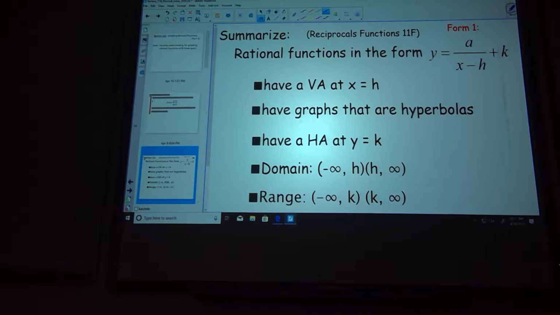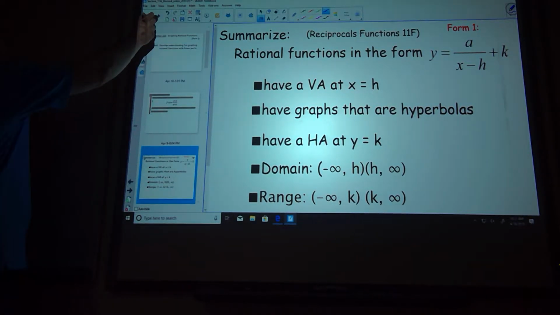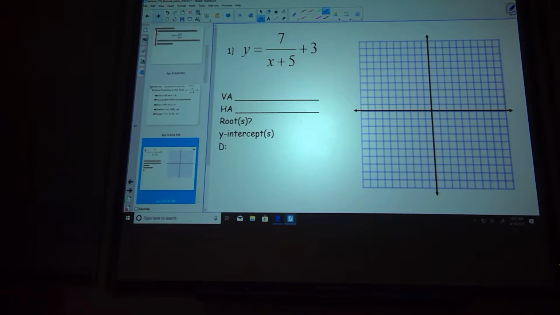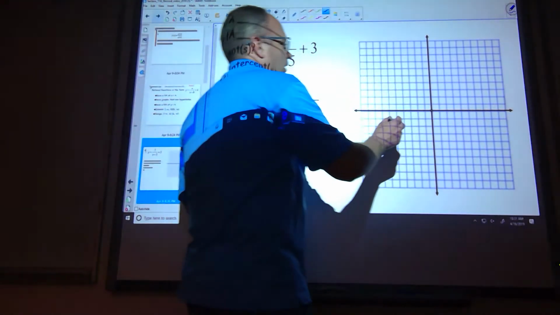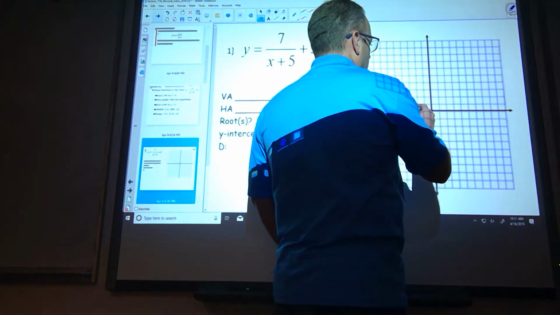But as of today, this is from Form 1. If you had a over x minus h, so if you had 3 over x plus 2, you create the vertical asymptote because of where the denominator is equal to 0. The k value becomes the horizontal asymptote. Okay, this is all we worked on yesterday, and that's where the domain and range come in. Okay, and we can go ahead and graph this. We can say, hey, we have a vertical asymptote at -5.